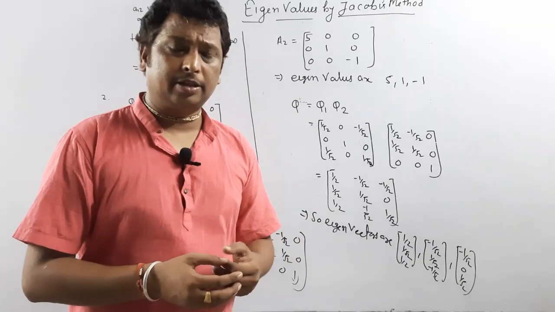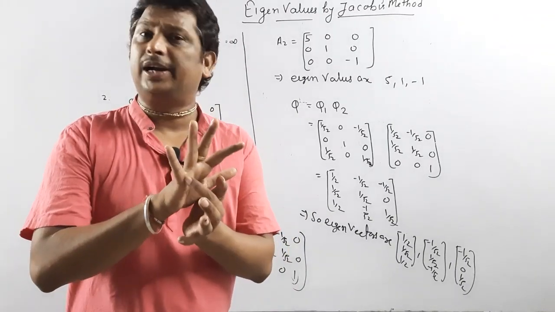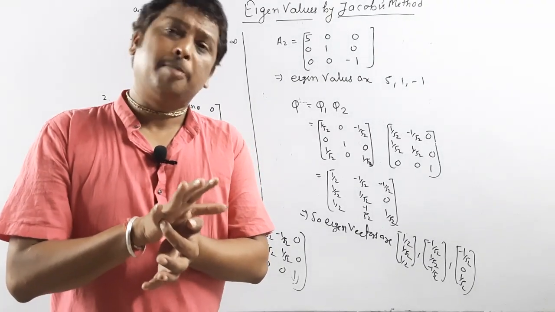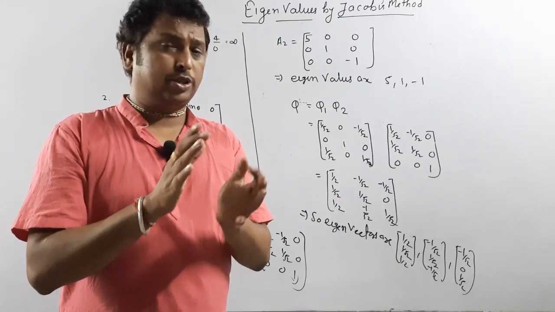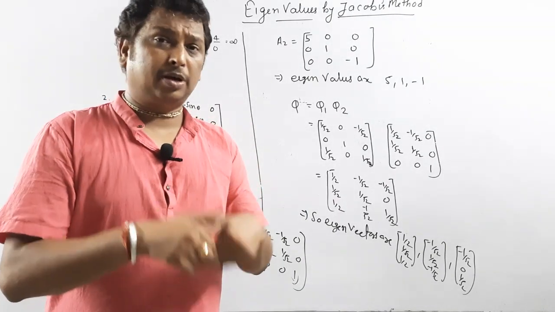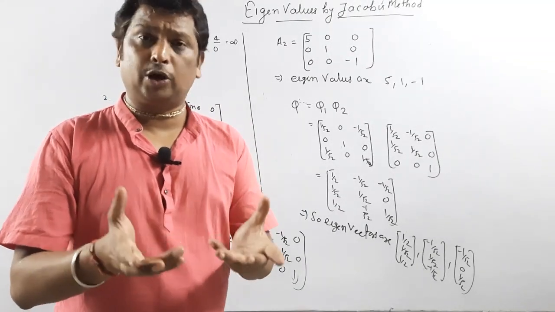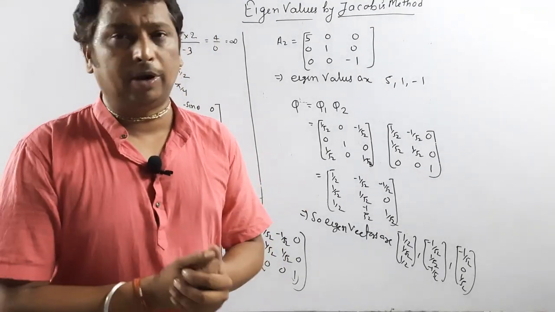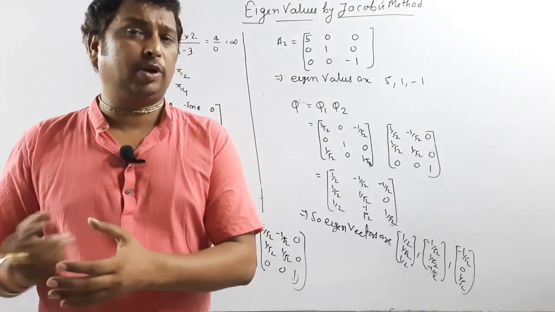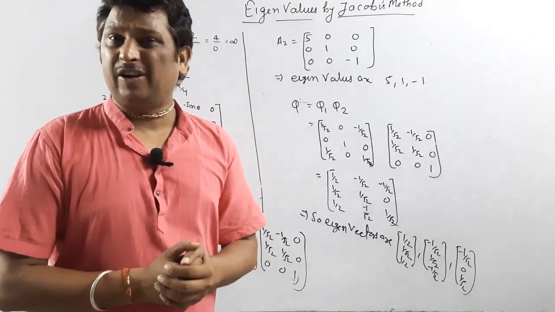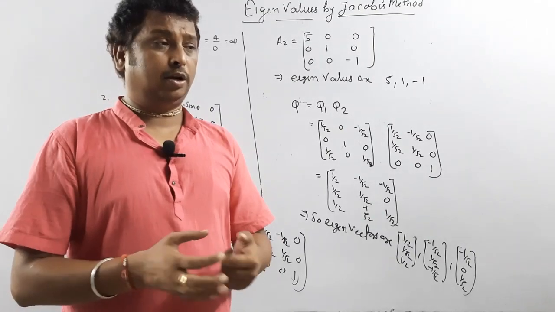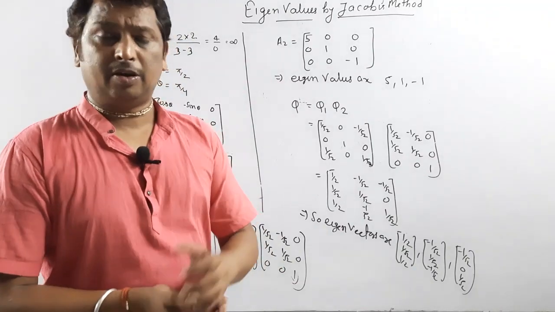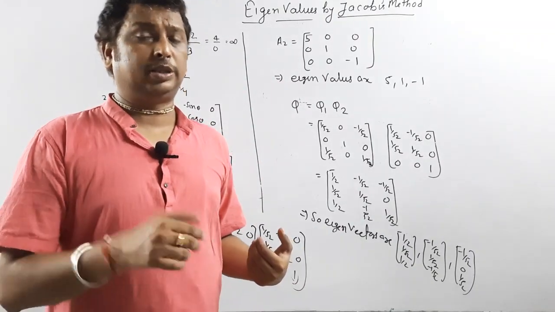So, I hope you understand everything. If I revise the steps, it is very easy. First calculate tan 2 theta. The tan 2 theta formula is 2aij upon aii minus ajj. Once you have calculated the theta value, write the Q1 values. How we write Q1 I already explained in the video. Then once you know Q1, calculate A1. What is A1? Q1 inverse A Q1, because we are converting to diagonal form.